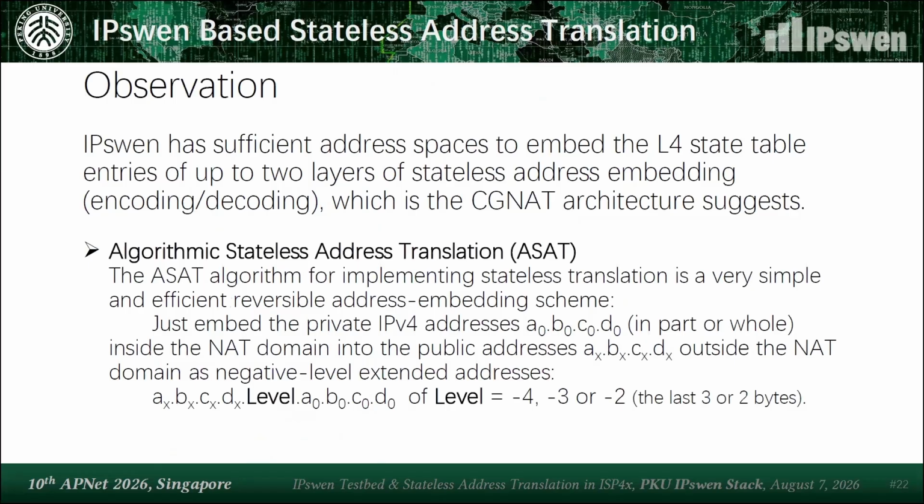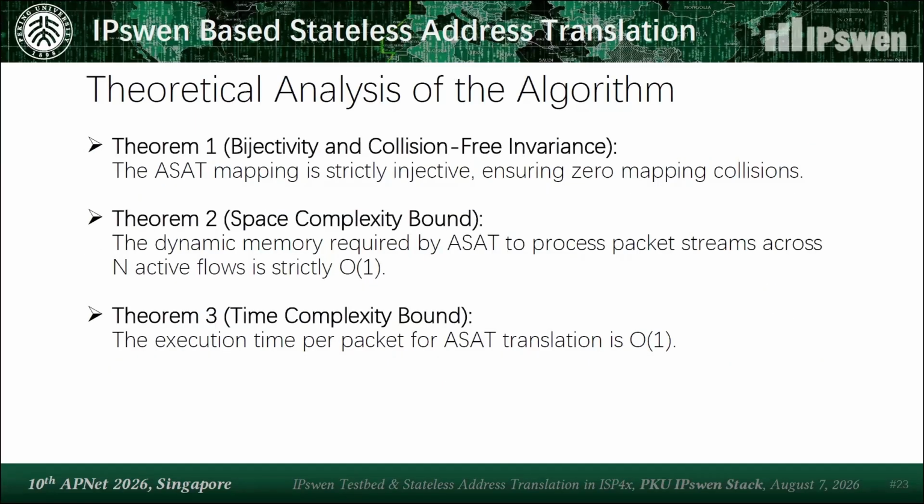So we designed algorithmic stateless address translation, which is very simple, just embody the private addresses, in part or whole, the latter part, into this special form of IPv4 address. For level 4, 3, at least the last 2, 3, or 4. So this is the same idea, and very easy to verify. It's strictly constant complexity in both space and time.